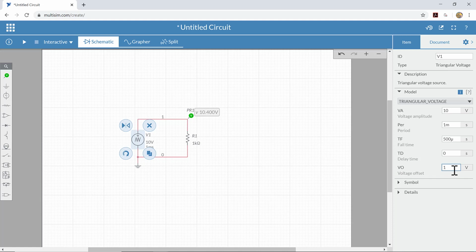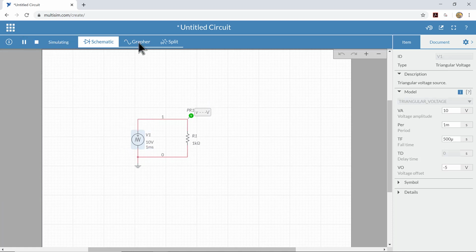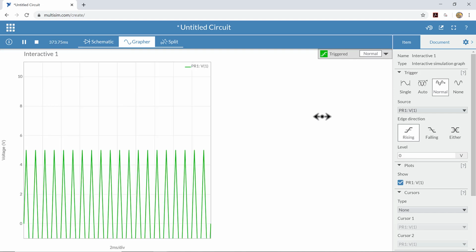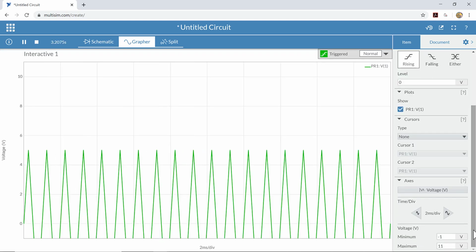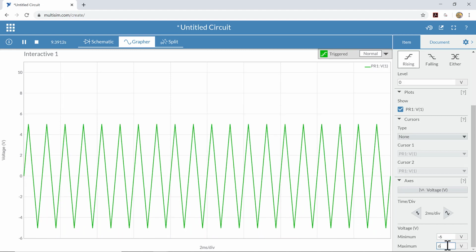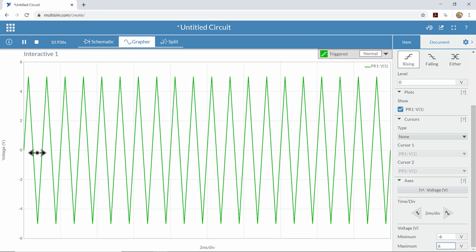I can also make this offset negative. So if I make this minus 5 and run this again, I can adjust my minimum and maximum values here. And now I can see that the wave is centered at 0 volts. So it goes from minus 5 volts to 5 volts. Again, the amplitude is still 10 volts from the highest point to the lowest point on this wave, so we say it's 10 volts peak to peak. We've just changed the offset.